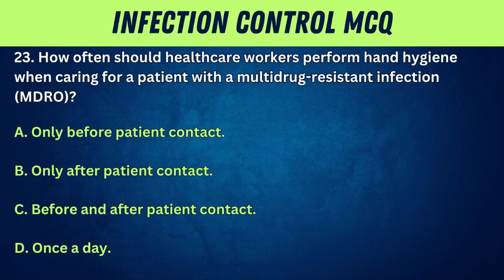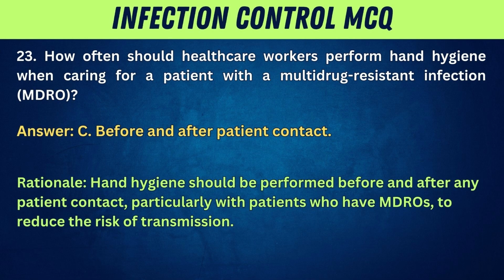23. How often should healthcare workers perform hand hygiene when caring for a patient with a multi-drug-resistant infection, MDRO? A. Only before patient contact. B. Only after patient contact. C. Before and after patient contact. D. Once a day. Answer: C. Before and after patient contact. Rationale: hand hygiene should be performed before and after any patient contact, particularly with patients who have MDROs, to reduce the risk of transmission.